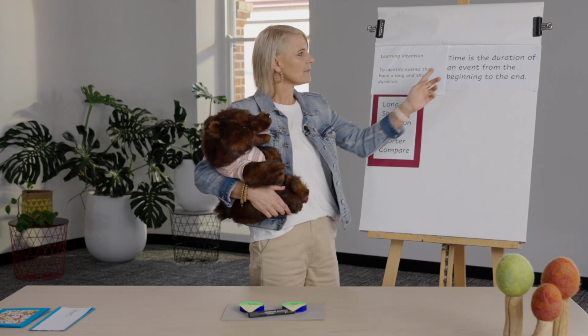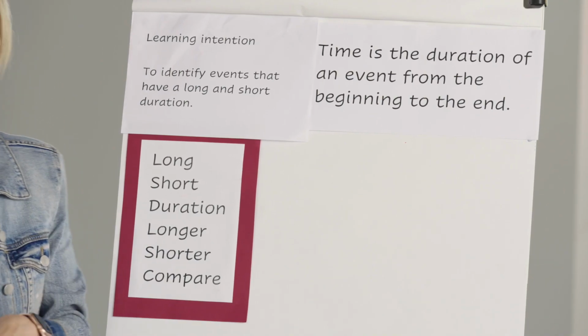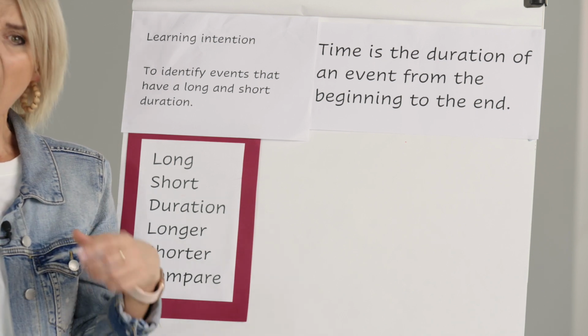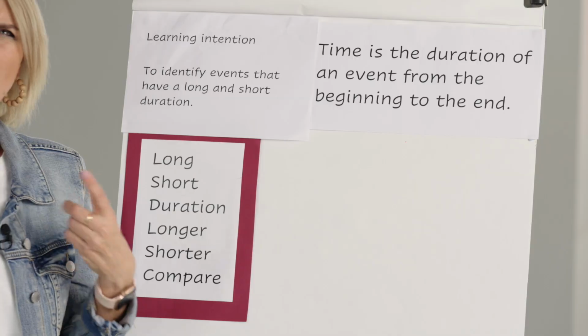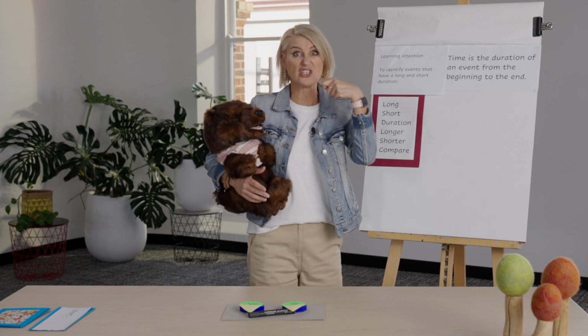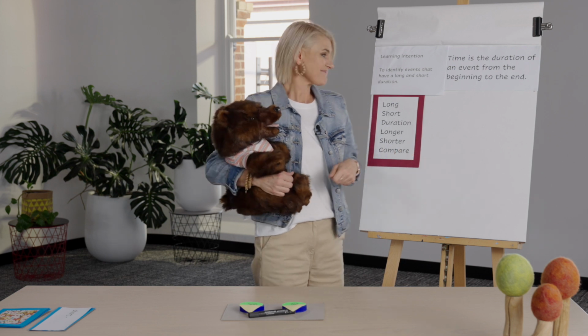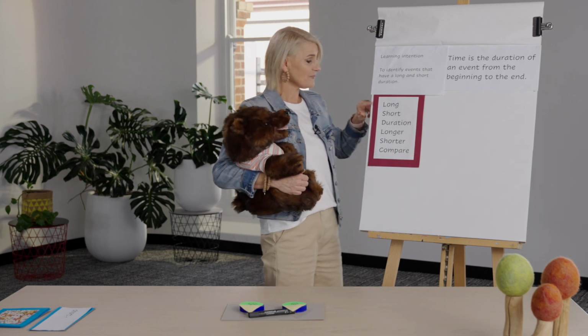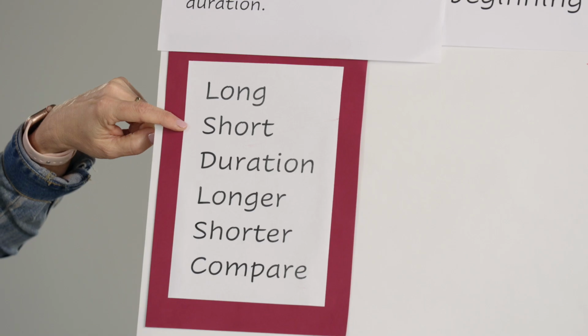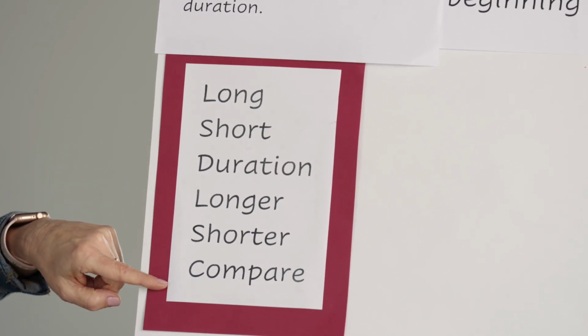And when we talk about time, we say time is the duration of an event from the beginning to the end. And when we're talking about an event, we're not talking about something that has to be big or special. An event is anything that has a beginning, a middle, and an end. It could be like brushing your teeth, or going for a walk, or jumping up and down. Or it could be a big celebration. Our focus words for today's lesson are long, short, duration, longer, shorter, compare.